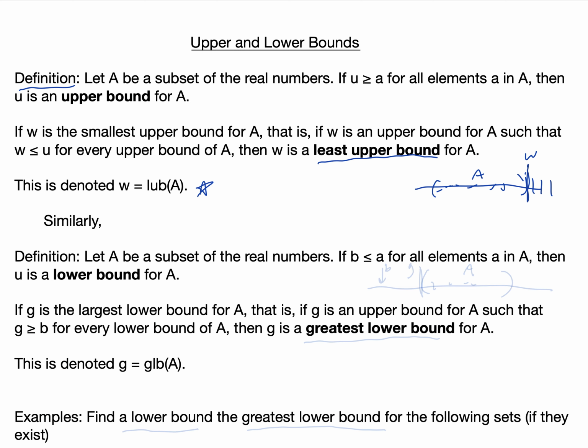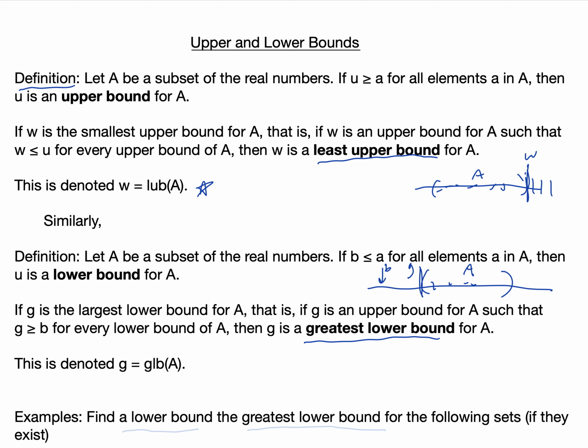Similarly, we can talk about lower bounds and greatest lower bounds. So if A is a subset of the real numbers and B is less than or equal to a for every element of A, so here's some stuff in A, and here is B. If B is less than or equal to everything in there, B is a lower bound for A. And if G is an element such that G is greater than or equal to all of the lower bounds for A, then G is the greatest lower bound for A. And this is denoted GLB of A, greatest lower bound of A.